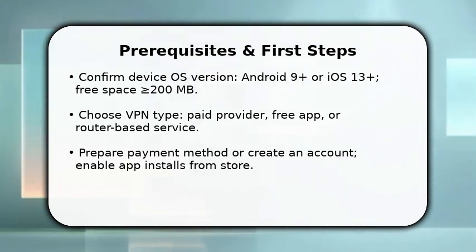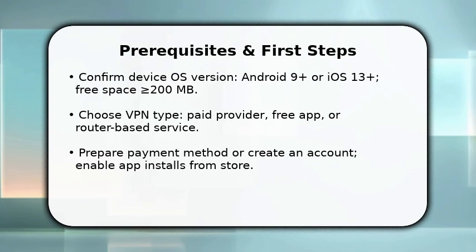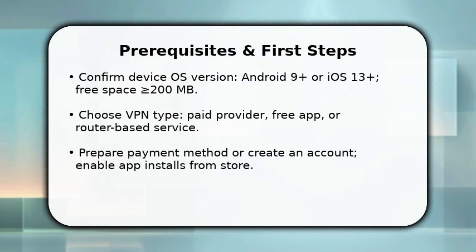Open the official App Store. Search the provider name, not generic VPN. Install the app and grant only necessary permissions. Location or notifications can be declined if optional.